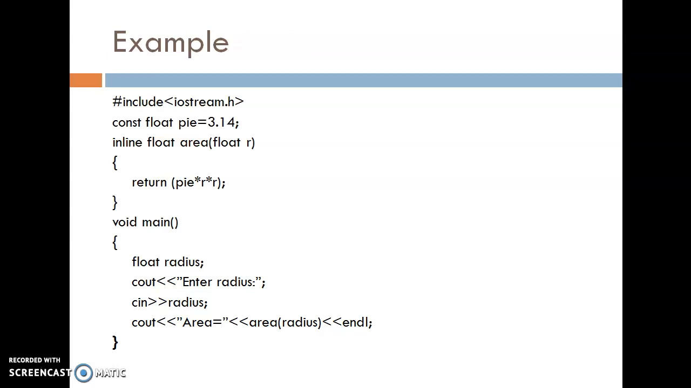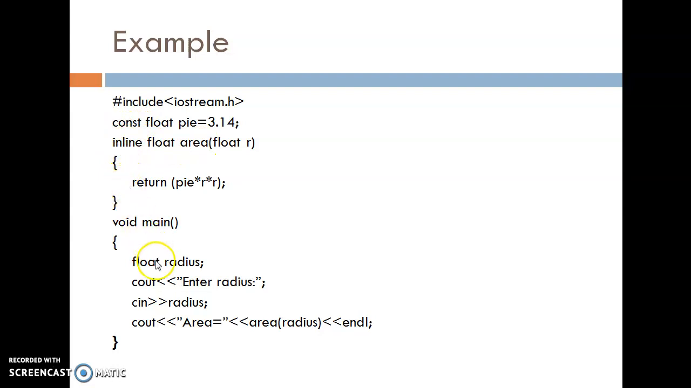Example, to find the area of a circle, here there is one function, area. Radius r is passed as an argument. The body of the function is written, pi r square. Here this function contains only a single line of body, so we can define this function as inline by putting the keyword inline before this function.